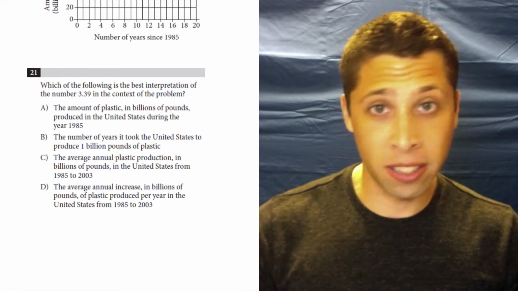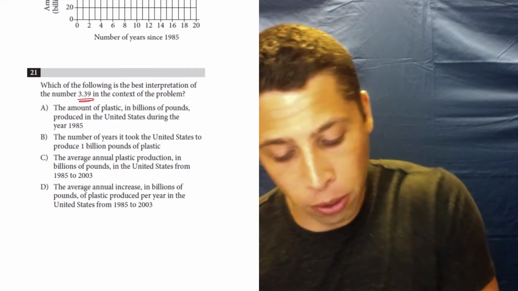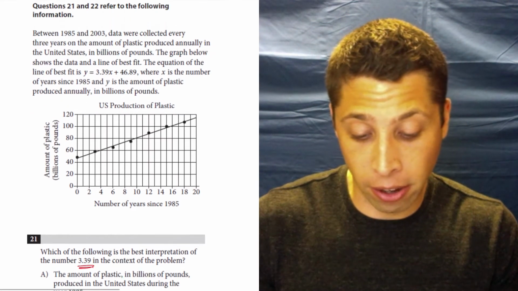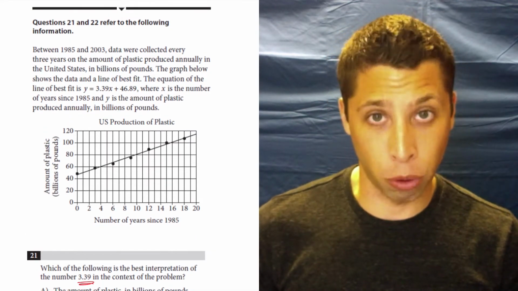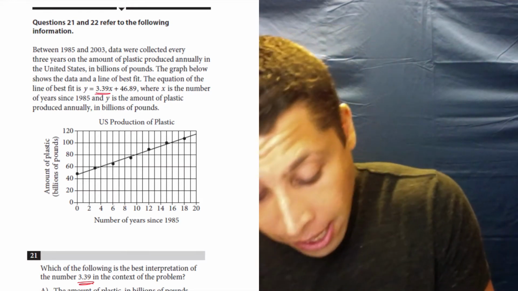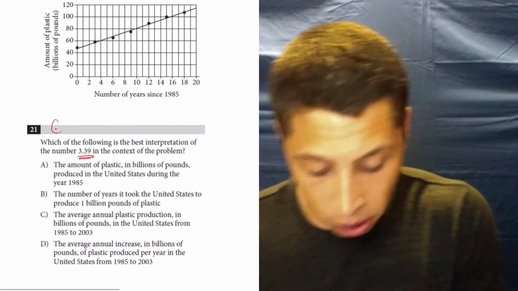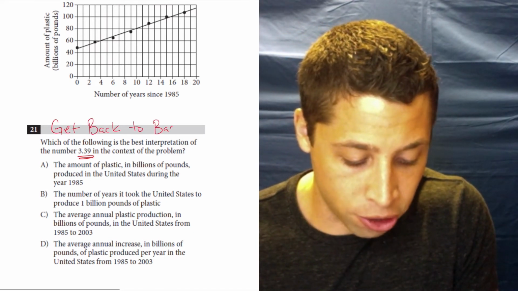The question itself is pretty straightforward. Which of the following is the best interpretation of the number 3.39 in the context of the problem? And we have a very long, complicated, scary-looking story here, and it seems like there's a lot of information to sort through, but 3.39 is in this equation. So let's use our get back to basics strategy here.